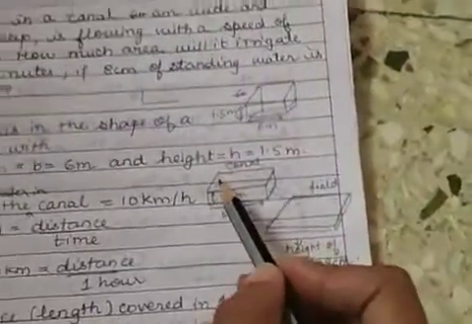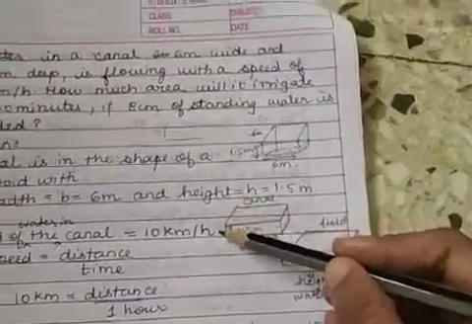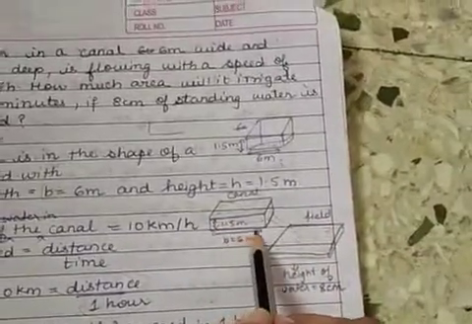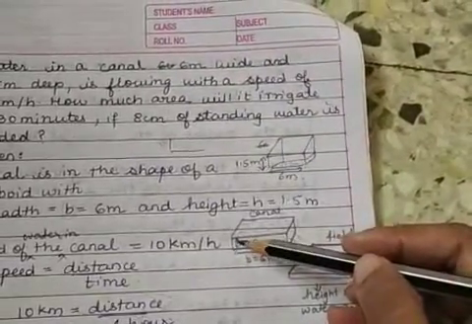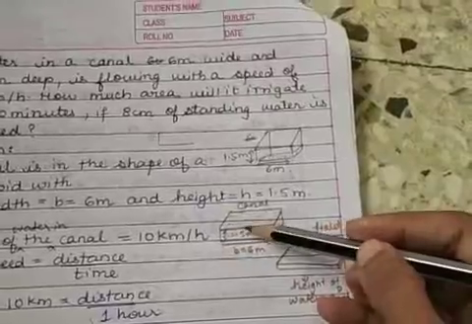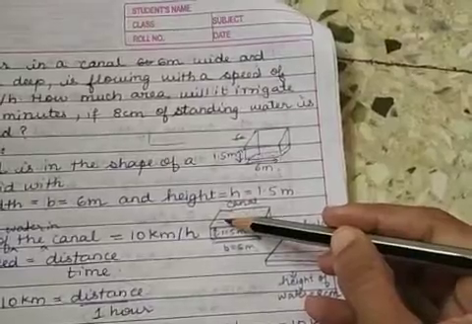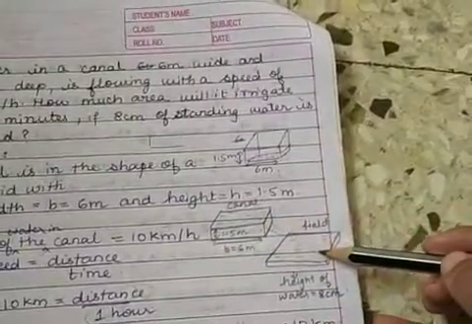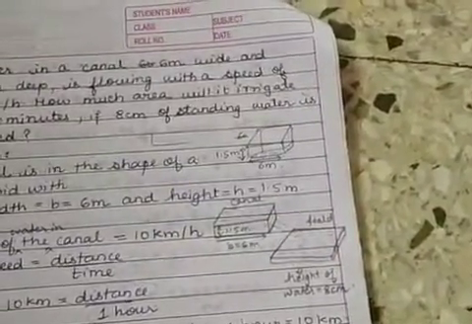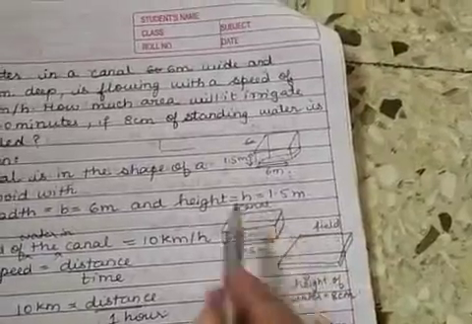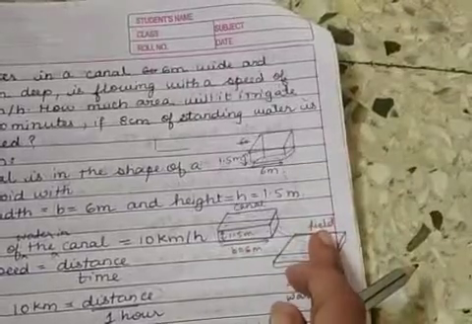So you have a canal here, and this canal is in the shape of a cuboid. How do you know that? Because it is given, it is 6 meters wide and deep, or the height, is 1.5 meters. So this canal is in the form of a cuboid and the water is flowing from this canal into this field at the speed of 10 kilometers per hour. So in 1 hour, 10 kilometers, with the speed of 10 kilometers, the water is flowing into this field.